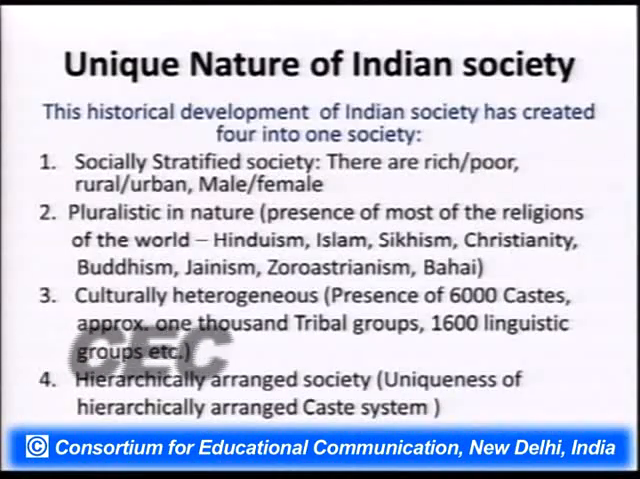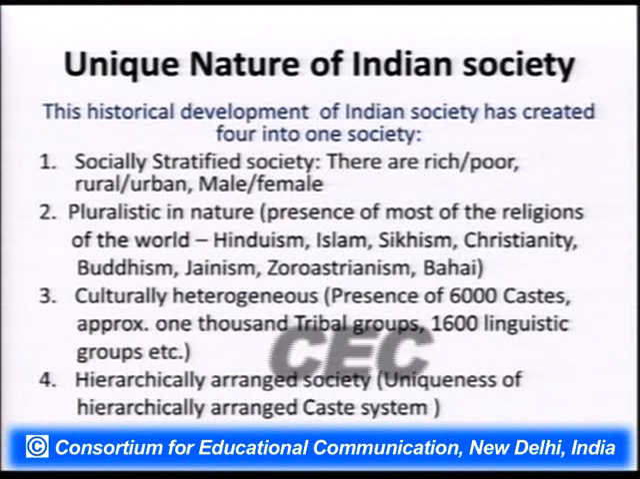The first aspect of Indian society which we see today is a socially stratified society. Socially stratified means there are rich and poor, rural and urban, male and female, and therefore Indian society is a stratified society, like any other society of the world, because the world over we have this stratification system. The second aspect of Indian society is that it is pluralistic in nature. The presence of most of the religions in Indian society: Buddhism, Jainism, Zoroastrianism, Hinduism, Islam, Sikhism, and Christianity.